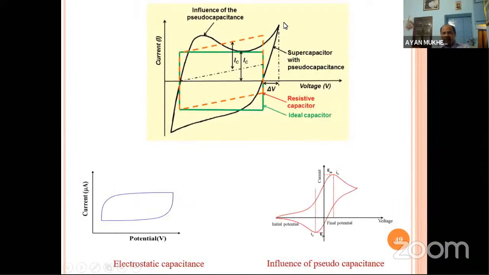Then we have to see the graph. Our main concern will be to grow a pseudo-capacitor material. So if the material gives this type of graph, then we have to use that.